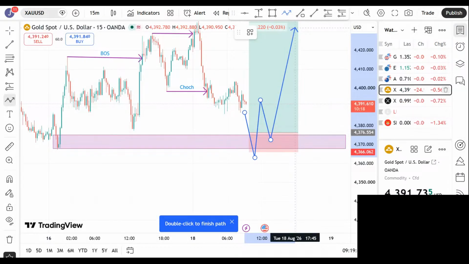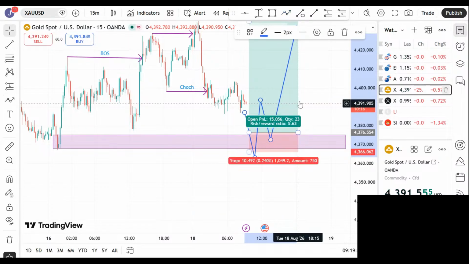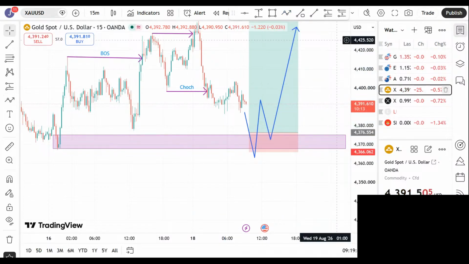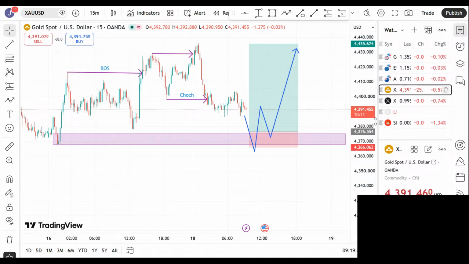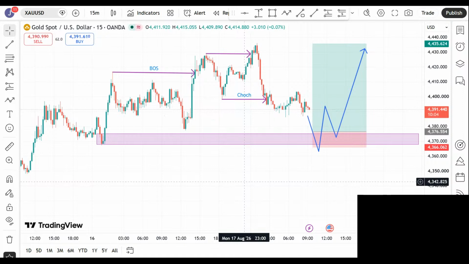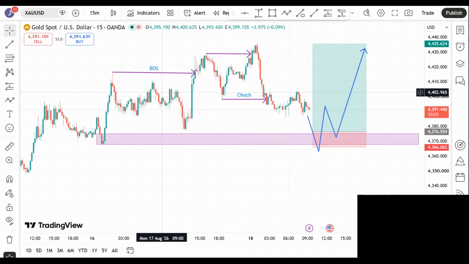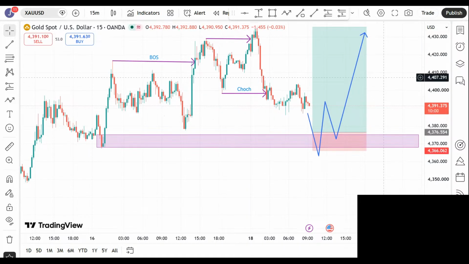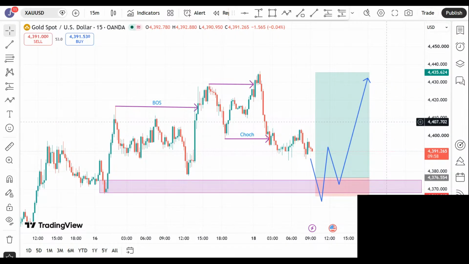Then we enter buy. This is the best approach you can use when entering into a trade, to prevent losses. That is the most important approach you can use any day, anytime. This is the best approach you can use when trading.